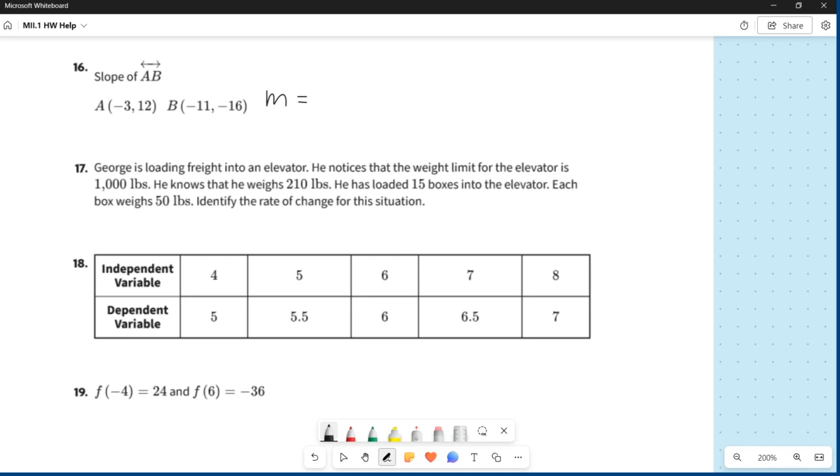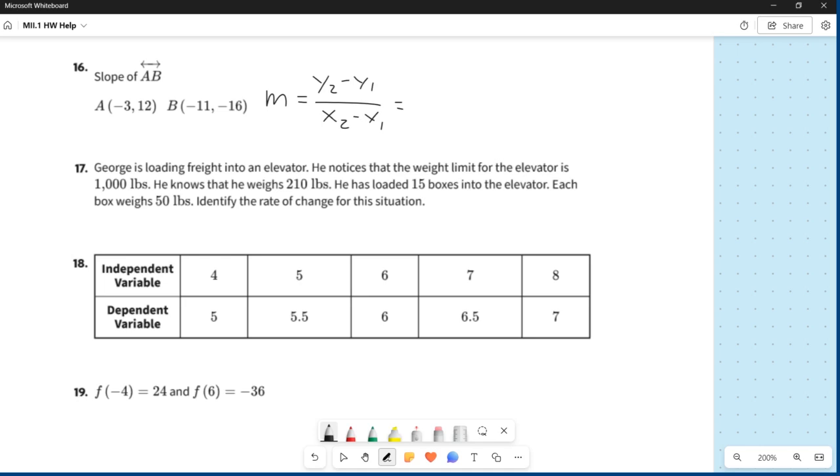So our slope formula, as a reminder, is y2 minus y1 over x2 minus x1. I'll go ahead and write it. The order here doesn't really matter as long as you're consistent. You can either go from A to B, or you can go from B to A. Again, you just need to pick one and then be consistent with both x and y. I'll just go from A to B.